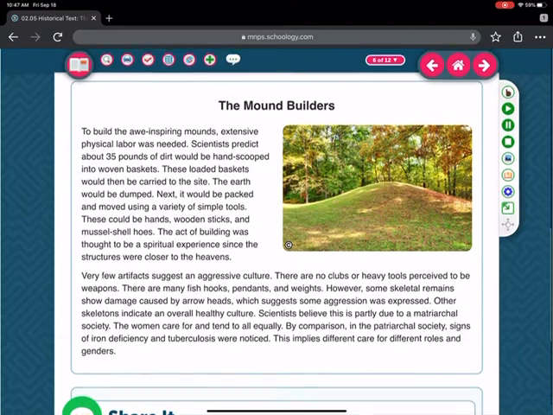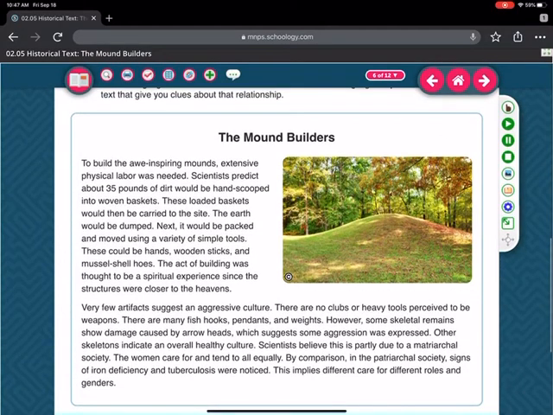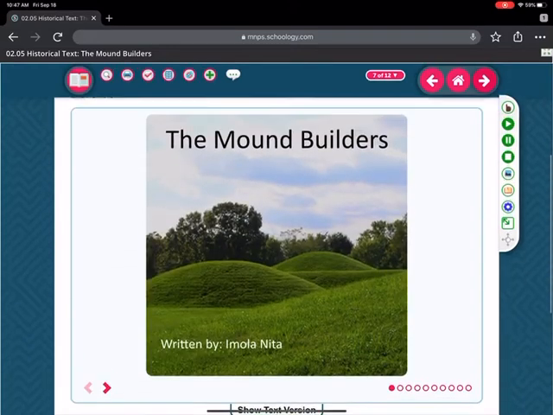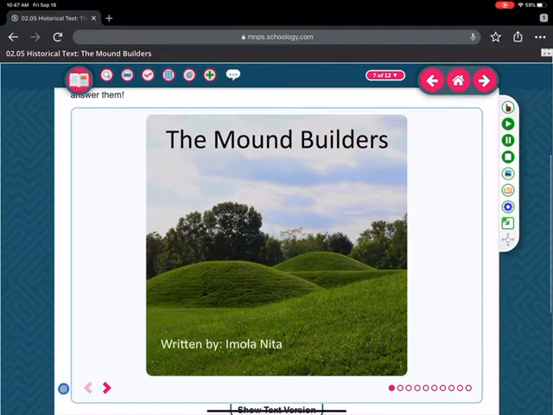Okay, so we are going to read this story called The Mound Builders. And let me see. Here we go, The Mound Builders. And as we go, I want you to try to answer the questions along the way.